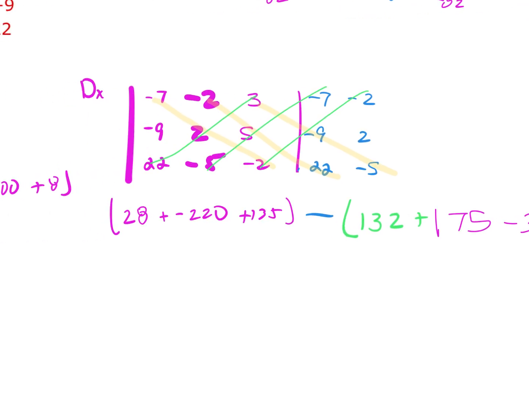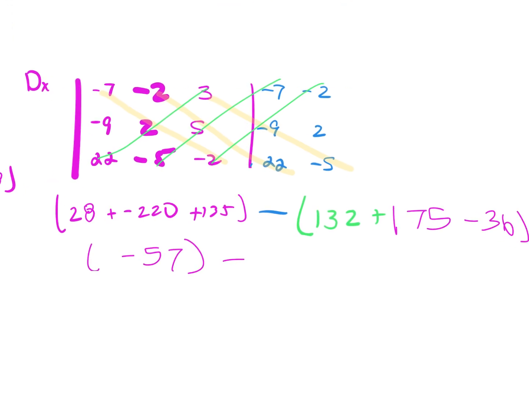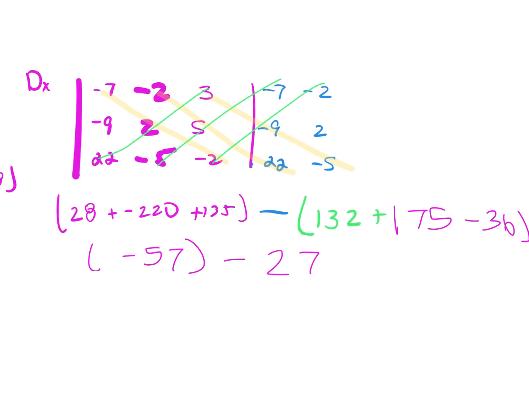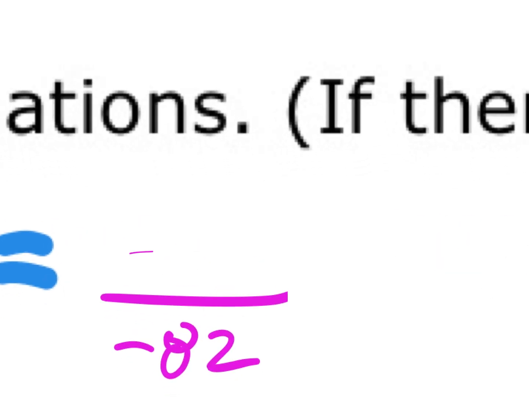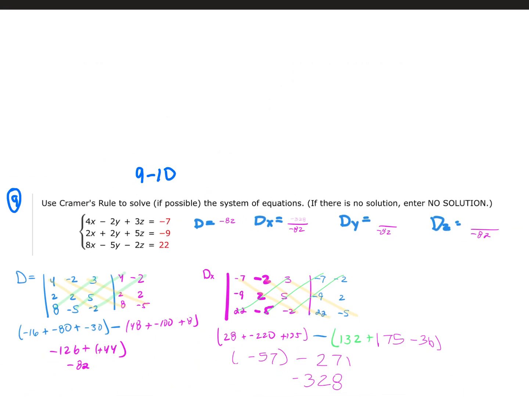So when you combine together, 28 plus negative 220 plus 135 is going to give me negative 57. Minus, going to give me 271. So negative 57 and negative 271. I should have put 271. Gives me negative 328. So my d sub x is going to be negative 328. So now we're going to do the same thing, but d sub y.